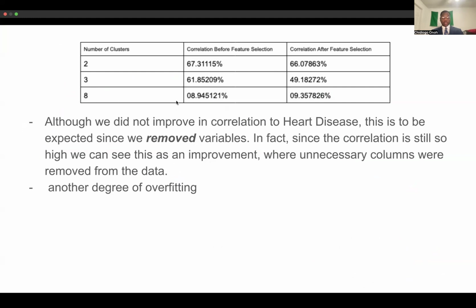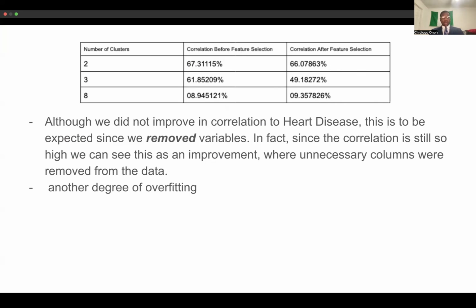You'll notice that with 8 clusters, the correlation goes down much lower. And that's to be expected because there's only 2 levels in heart disease, whereas when we have 8 clusters, there's 8 levels. And there's not much correlation between 2 levels and 8 levels. When we remove our variables, we do have less correlation, but it doesn't go down by that much between the before and the after when we're using 2 clusters. So we can see this as an improvement, where we're removing the degrees of freedom and still retaining the correlation to our target variable.